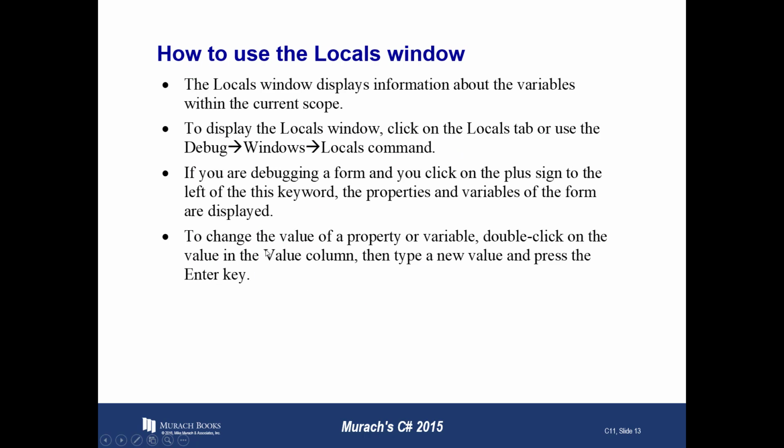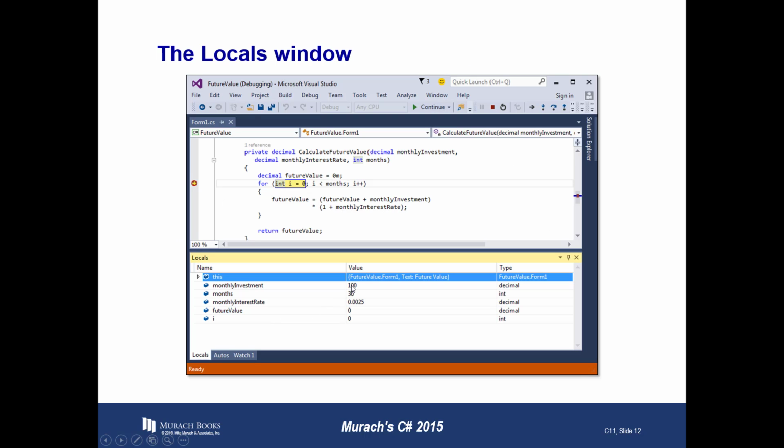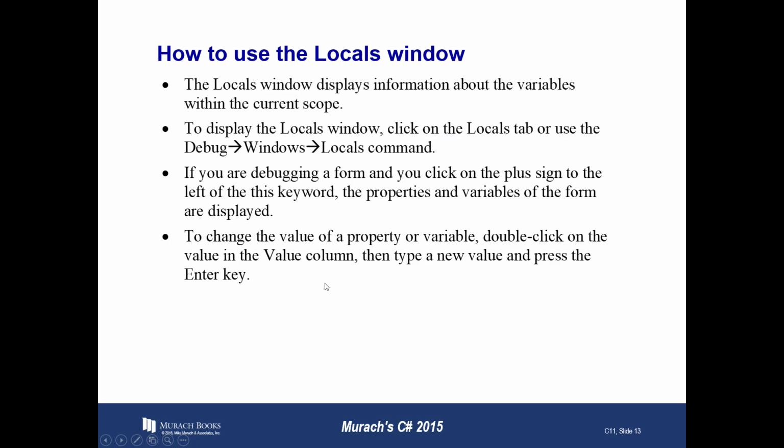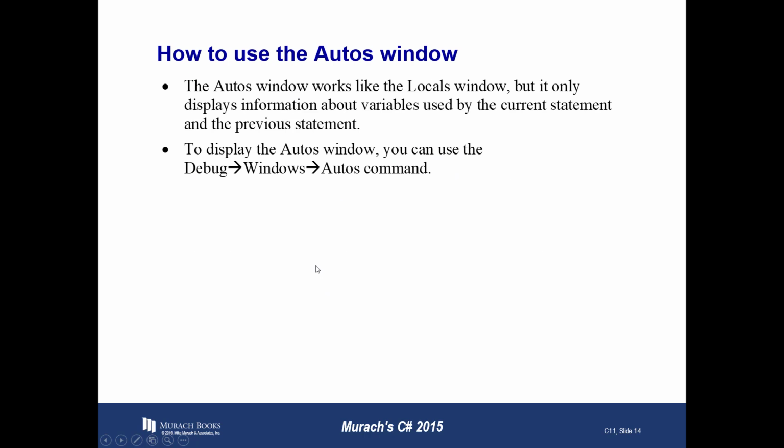You can also change the value of a property or a variable while the program is running. So you can come in here, typically double click in here and change the value, and then start the program up again by pressing the enter key. All right, how to use the autos window.